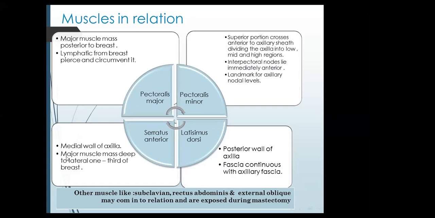Serratus anterior presents the medial wall of the axilla, and it is a major muscle mass deep to the lateral one third of the breast. Latissimus dorsi muscle forms the posterior wall of the axilla, and its fascia is continuous with the axillary fascia. Other muscles like subclavius, rectus abdominis, and external oblique may come into relation and are exposed during mastectomy.